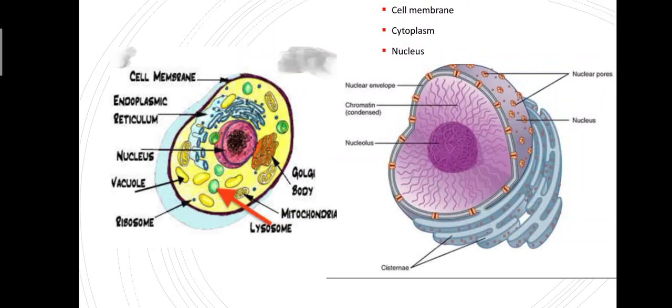Good afternoon, students. In the previous video, I explained to you about the cell, discovery of cell, staining, unicellular organisms, multicellular organisms, then levels of organization, and cell shapes and sizes. Now, in this video, I will explain to you the parts of the cell.